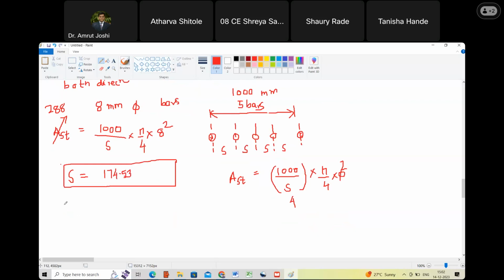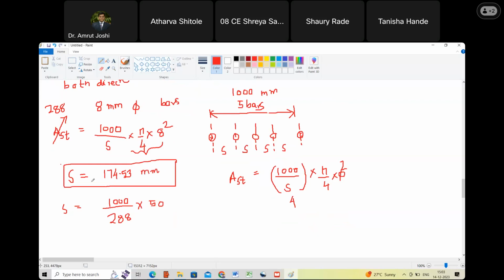Check करो. देखो, if I simplify this, S is equal to 1000 divided by 288 into pi by 4 into 8 square is 50. Sir, I'm getting it as 17.453. No, 17.453 is wrong. 174. देखो ना, 1000 divided by 288 into 50. Sir, I got it as 174.53. You got it. No? So it is 174.53 mm.